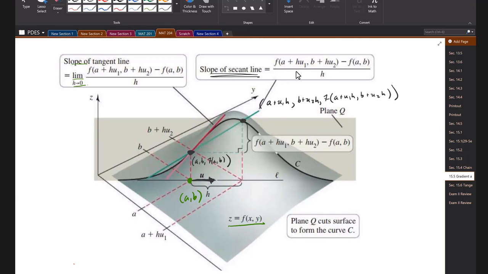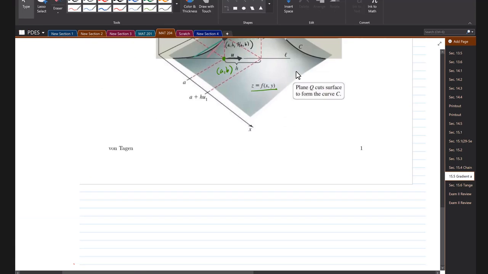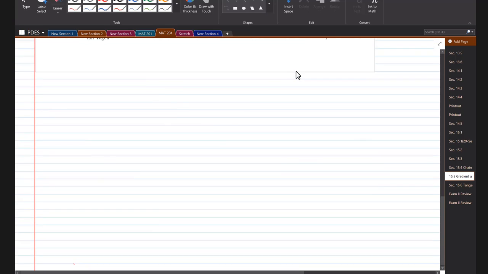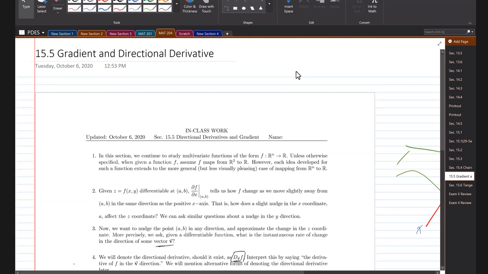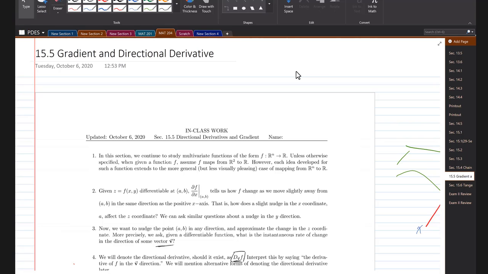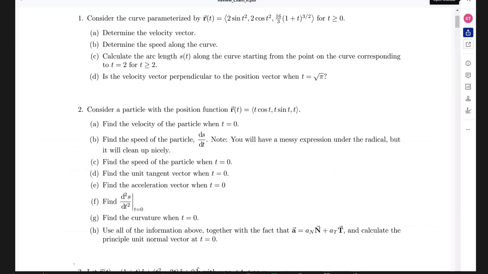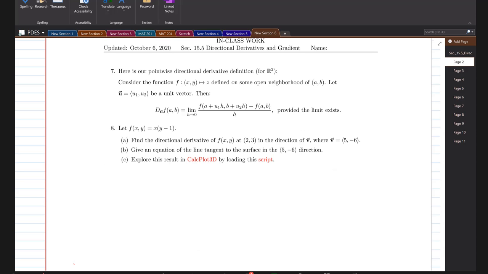All right, so this all gives us our definition of the directional derivative, which we give on the next page. Folks, I'm going to pause this here. All right, let's give it a shot here.